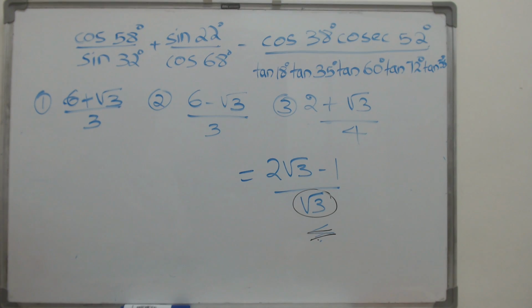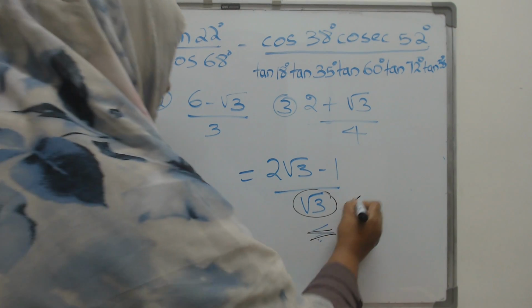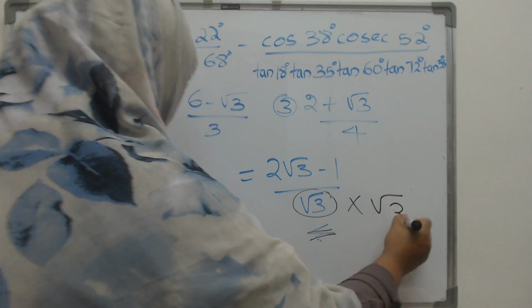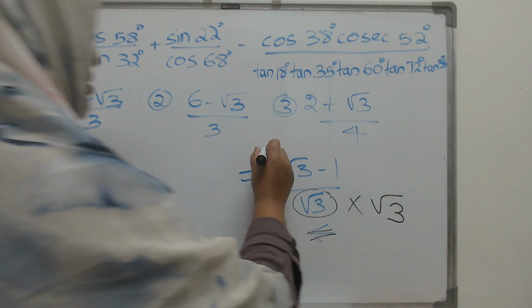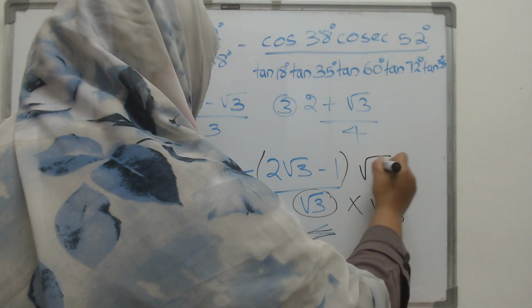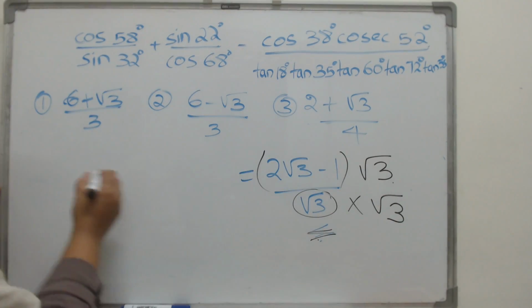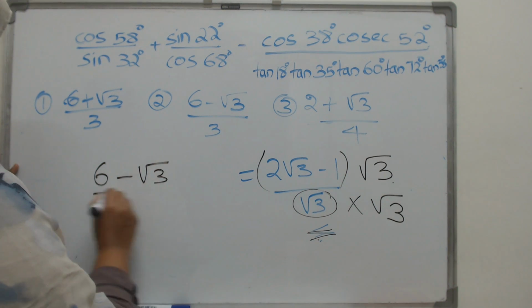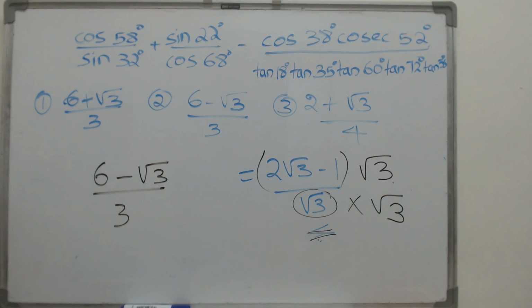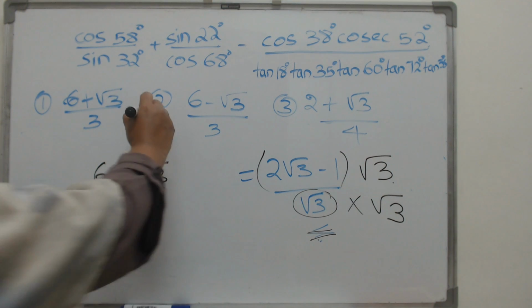Then how will you change it to a rational number? Multiply it with a root 3, but then whatever you do to the denominator, do it to the numerator also. That is the way fractions work. So then what will you get? It will be 6 minus root 3 by 3, or in other words, your correct answer is the second one.